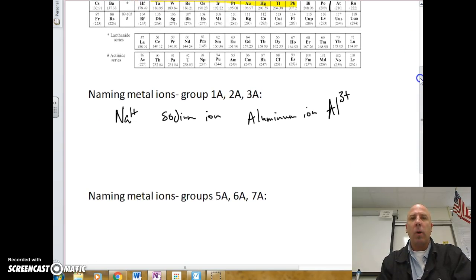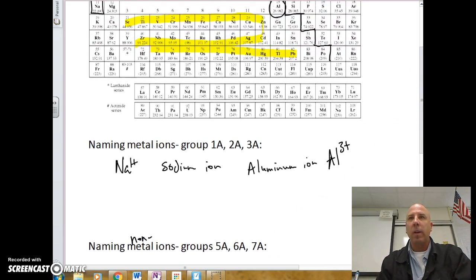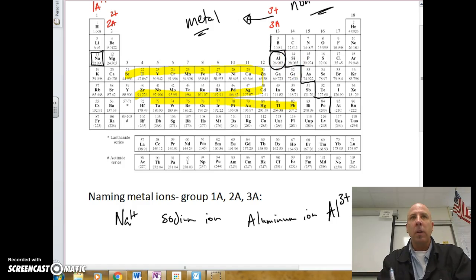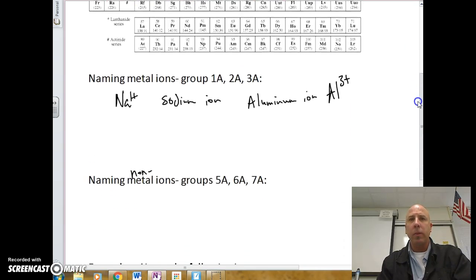Now, down to our nonmetal groups, and there is a typo there, that should be nonmetal ions. And these are going to be group 5A, 6A, and 7A. So kind of scrolling back up here, we are talking about group 5A, that nitrogen group, which is going to be a 3 minus, gaining 3 electrons. 6A, which is going to be our oxygen group, is going to be a 2 minus. And 7A, those halogens, a 1 minus. These guys have different naming conventions.